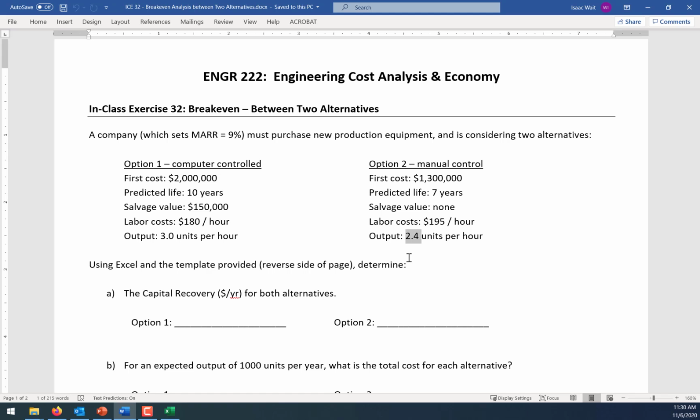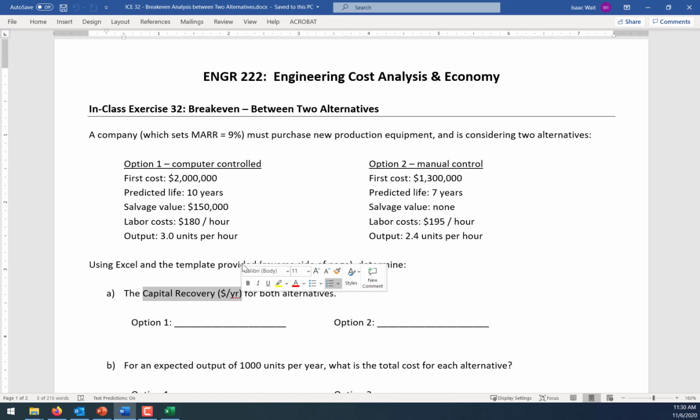And so the question is, is it worth getting option 1? Well, under some circumstances, it's going to be less costly to go with option 2. If you're making very few items, then option 2 is going to minimize your costs. But if you're making a lot of items, then option 1 is more beneficial. So we're going to try and, first of all, determine the capital recovery for each of these alternatives.